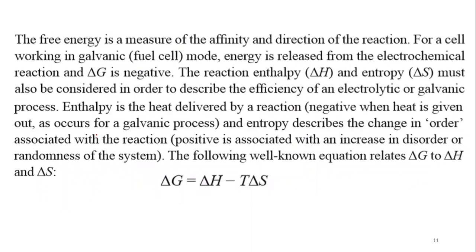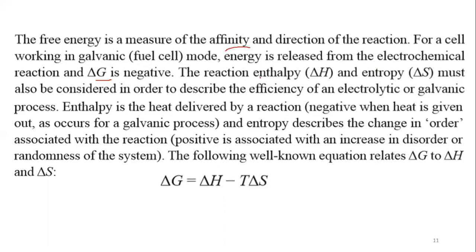But here is something very interesting for you. Basically, the free energy, that is delta G, is given over here. Free energy is the measure of affinity and direction of the reaction. If it gives you a negative value, it means the reaction is going in the forward direction. If it gives you a positive value, it means the reverse direction. For a cell working in a galvanic or fuel cell mode, the energy released from the electrochemical reaction, delta G, is negative, and we know its very general rules. If you have any confusion or queries regarding that, you can discuss with me in the discussion section.